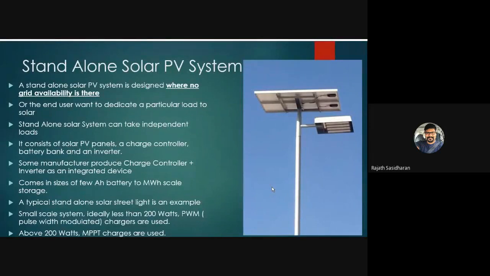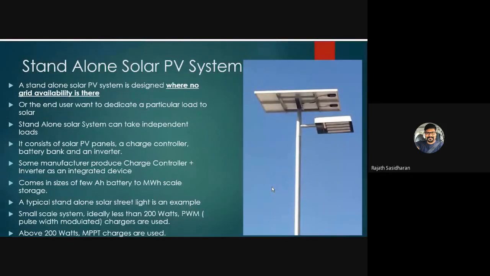Standalone solar PV system. As I said earlier, if you have seen a calculator with a small solar panel in it, then yes, that's the best example of a solar standalone system. The advantage of a standalone system is that it is very flexible, and it is considered in places very far away from the grid, like an island or a secluded place, where you have an electrical energy demand, and you can put a standalone system there.